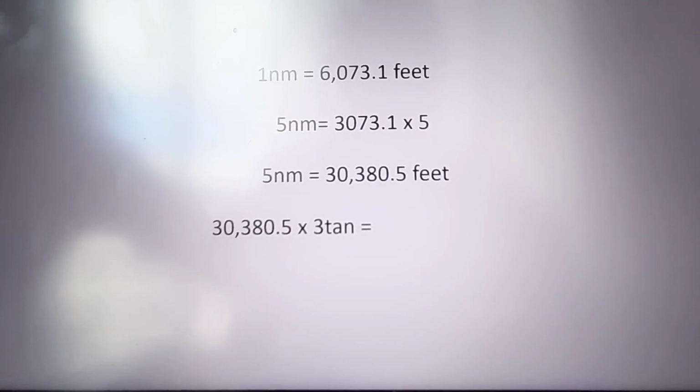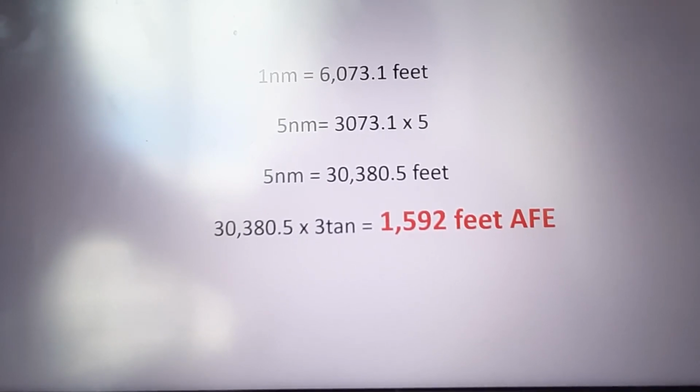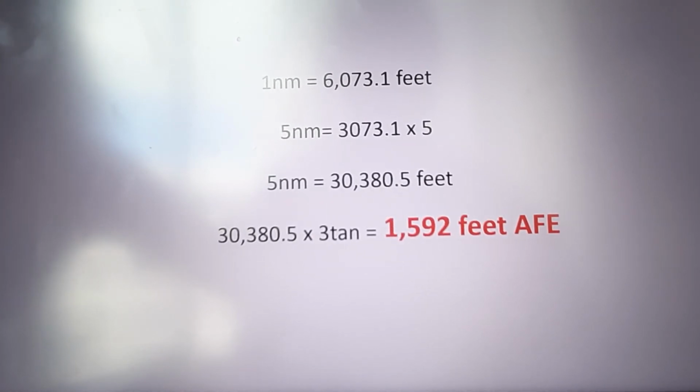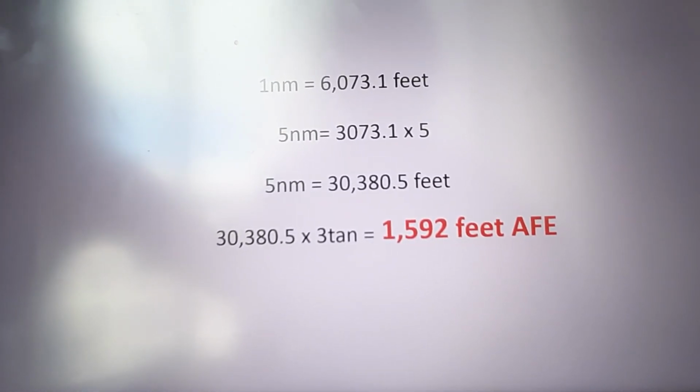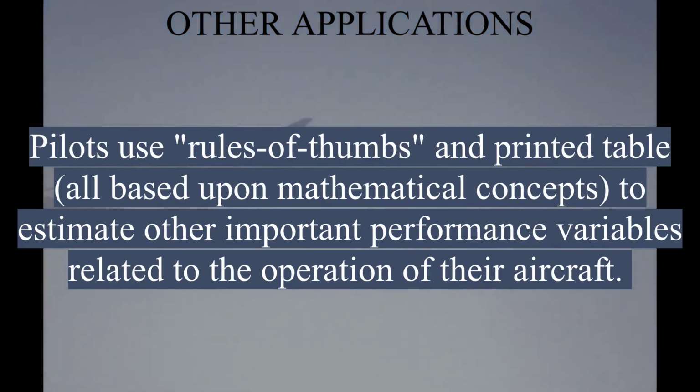30,380.5 times tan 3 is equal to 1,592 feet AFE. Therefore, the pilot should maneuver the aircraft so as to turn final approach 5 nm from the runway at an altitude of 1,592 feet AFE. Pilots use rules of thumb and printed tables to estimate other important performance variables related to the operation of their aircraft.